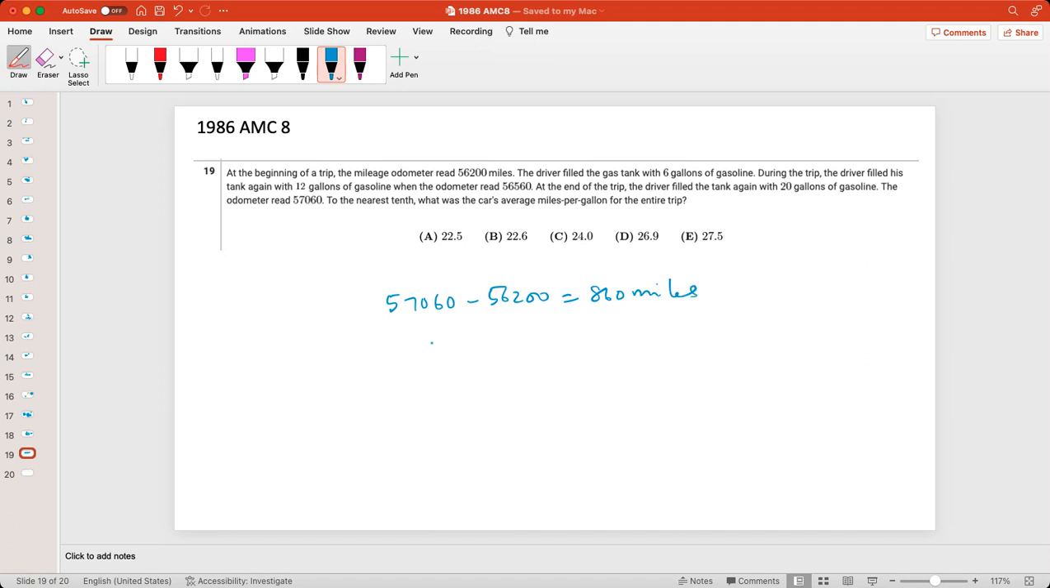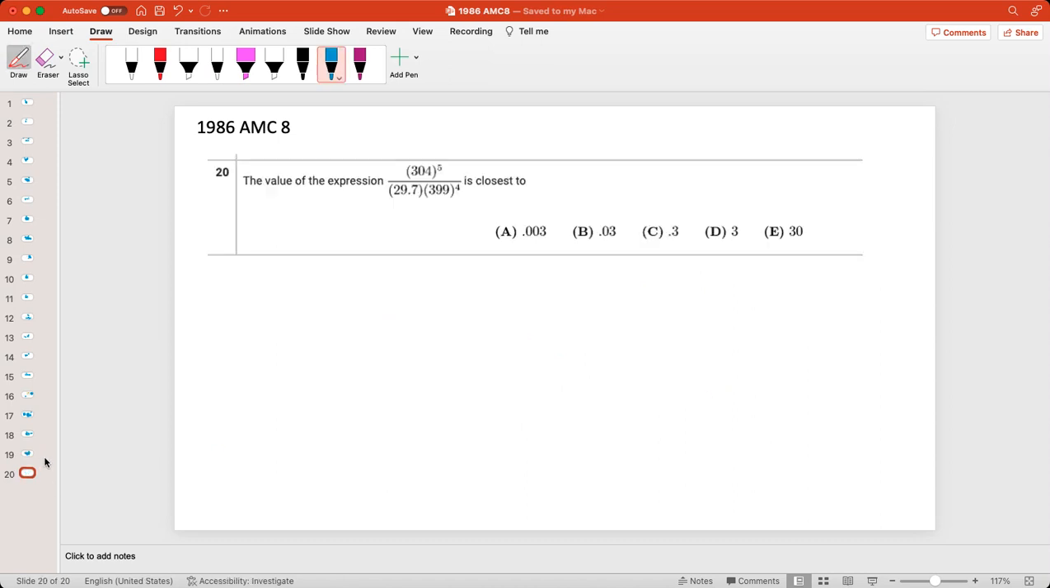Now the fuel used is, this 6 is initial fuel which we are not taking into consideration. We are taking the 12 plus 20, which is basically 32 gallons of fuel used. So mileage of the trip will be 860 by 32, which is 26.9. So your answer is D. Okay. Going to the next question.